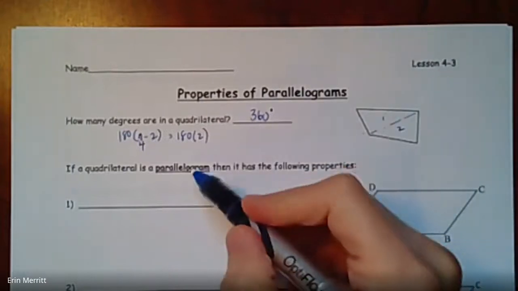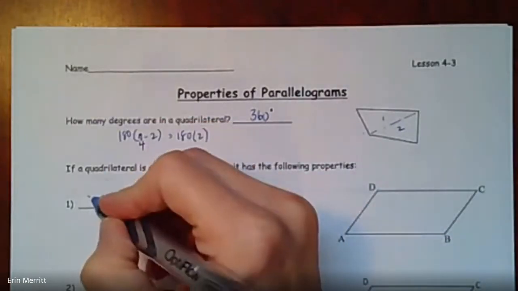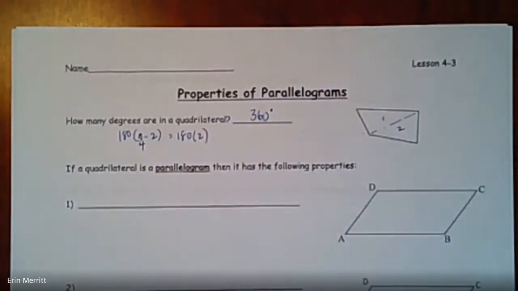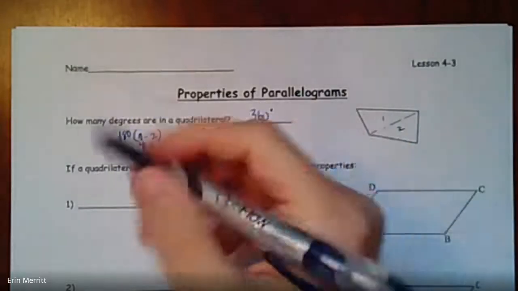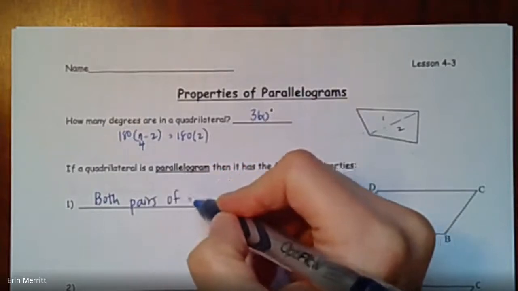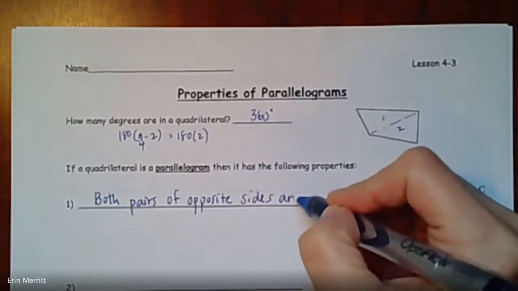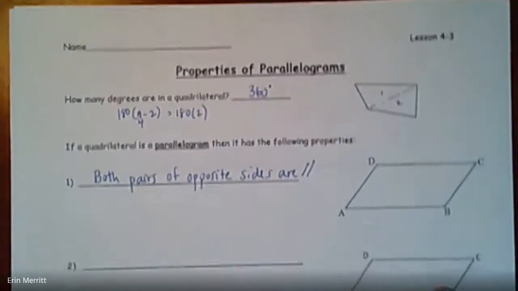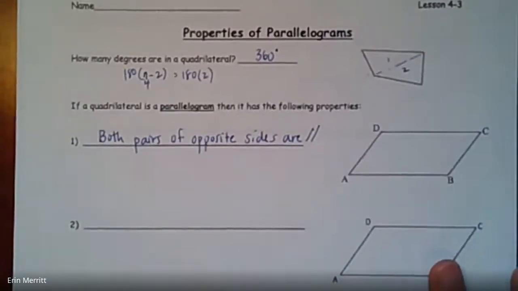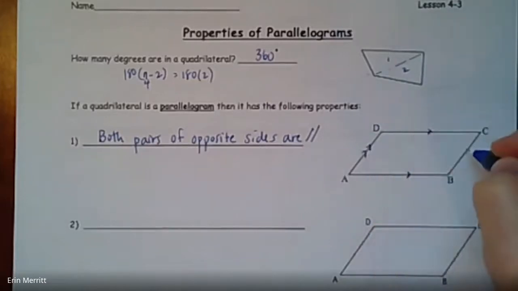So first things first, the definition of a parallelogram is that the opposite sides are parallel. But I'm going to say that both pairs of opposite sides are parallel. And I'm going to use the symbol for parallel there. You can write it out if you prefer, but it's a lot easier just to use the symbol. And then we know in the diagram, arrows are how we show that things are parallel. So DC and AB, and then AD and BC there.